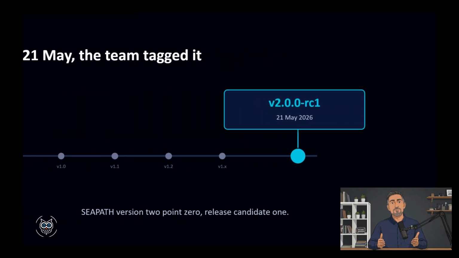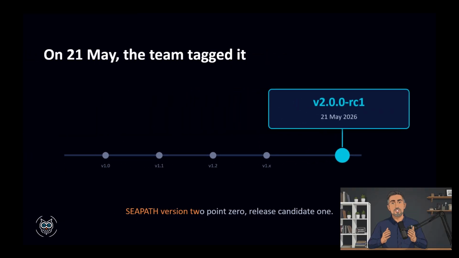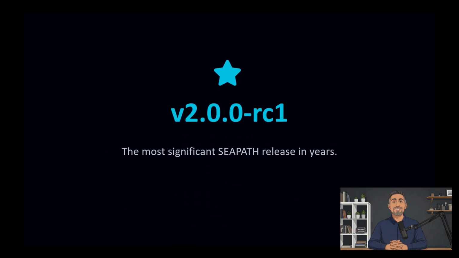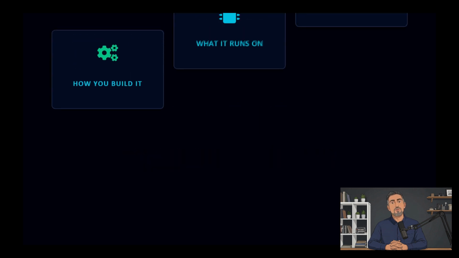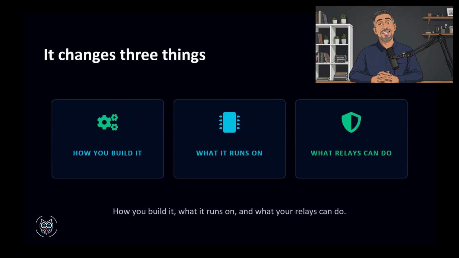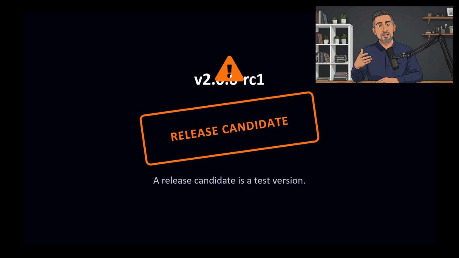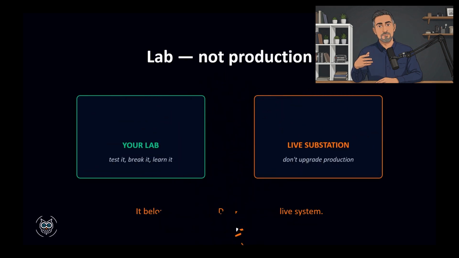On the 21st of May, the SEAPATH team released version 2.0, release candidate 1. The most significant SEAPATH release in recent memory. It changes how you build it, what it runs on, and what your virtual IEDs can do. One thing up front: a release candidate is a test version. It belongs in your lab, not on a live system. Don't upgrade production to a release candidate.